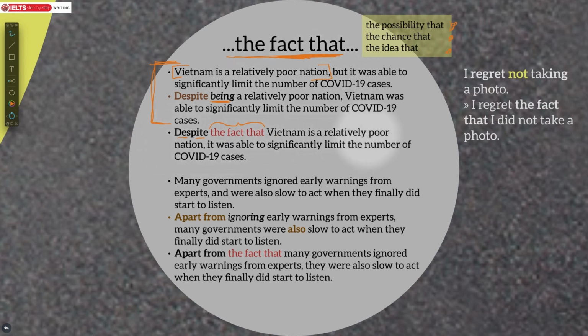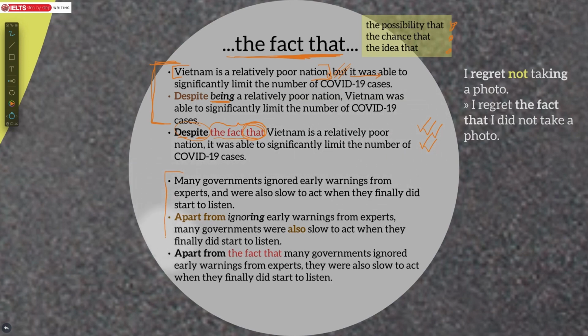Despite the fact that Vietnam is a relatively poor nation, comma, but because you're using despite, you just take away the word but. So you see there's no but here. It just continues. Despite the fact that Vietnam is a relatively poor nation, it was able to significantly limit. So you can use that word. It also shows off a high level of grammar, and the fact that that is also making it into a complex sentence. So it's still very good, even though you're not necessarily using the gerund phrase, that will still make a good impression on the examiner.